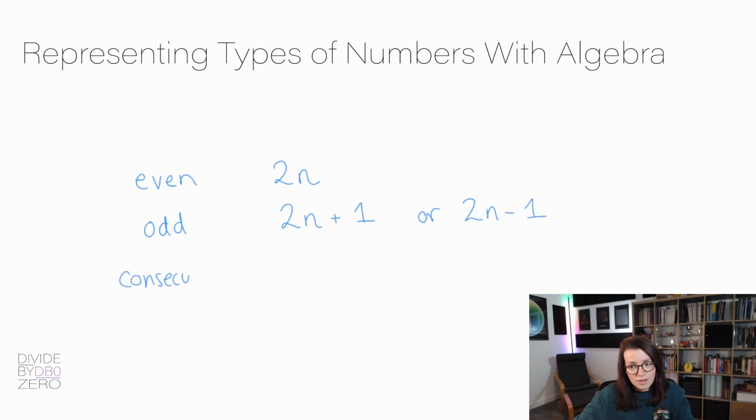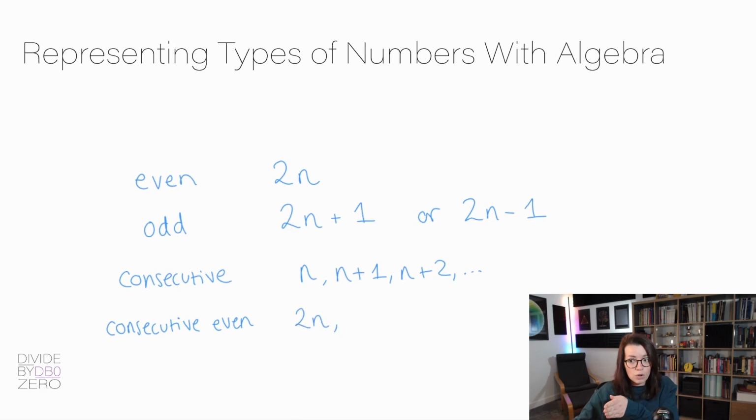Consecutive means one after the other as you go along in a row of numbers. To represent that with algebra, you can use n and then n plus 1, n plus 2, and so on. If you specifically want to make those consecutive numbers even or odd, then you can do a similar process, but just be careful that for consecutive even, you want to start with 2n, and then your next one along will actually be 2n plus 2, because you want to skip the odd number next to it and jump up to the next even number. Then it will be 2n plus 4, and so on.